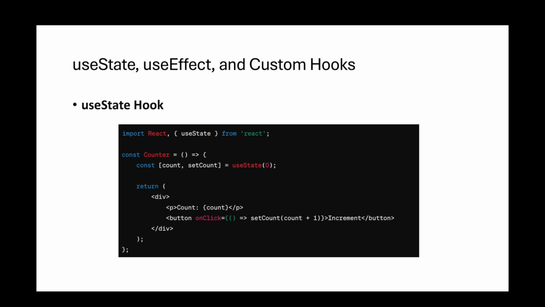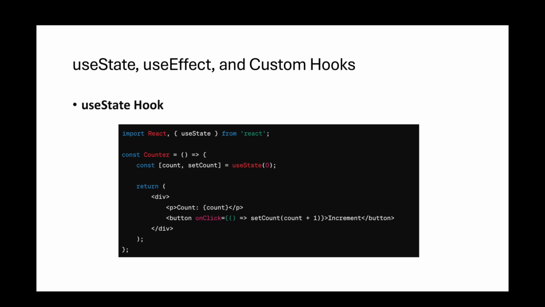useState hook. The useState hook allows functional components to add stateful behavior. It returns a state variable and a function to update that variable, and it can be called multiple times within a component to manage multiple pieces of state.